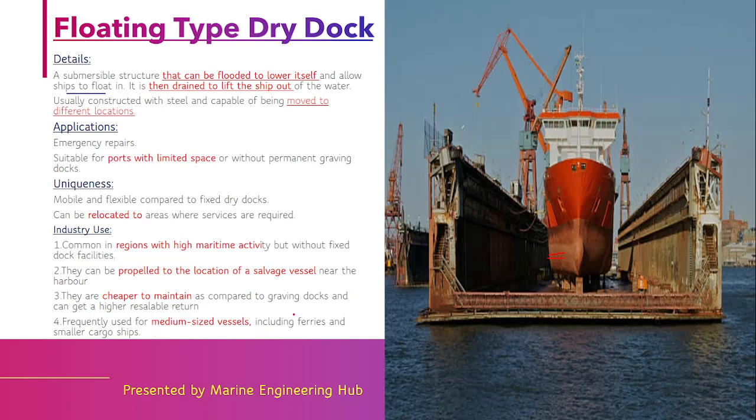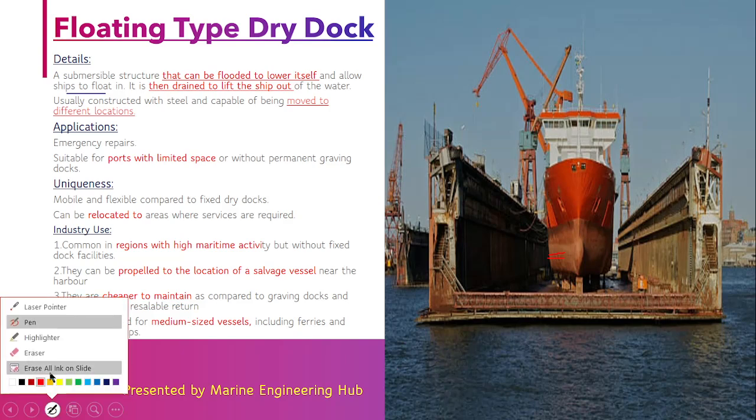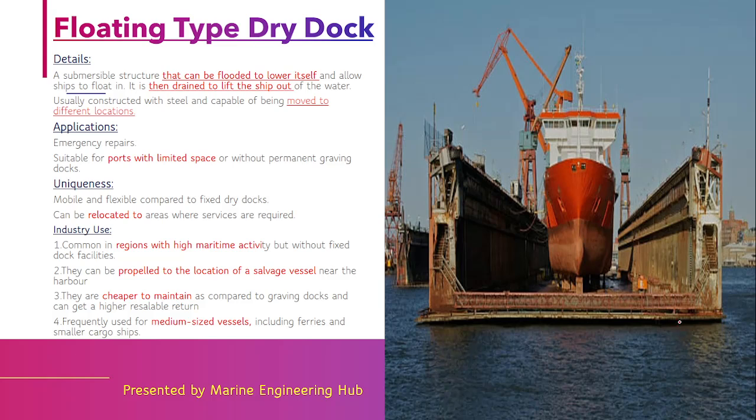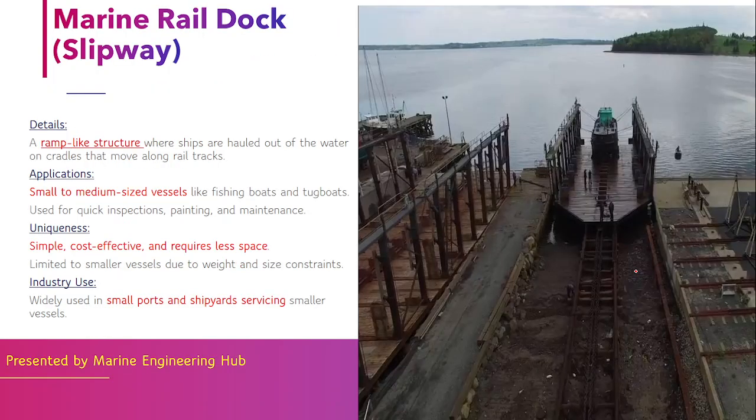But it has got a problem. The problem is that depending upon the size, as you know the whole thing is getting drained and again getting lifted up, so it has got a size restriction. It can be used for only medium size vessels. It cannot be used for a very large crude carrier or ULCC. It can be used for medium size vessels or ferries or a small cargo ship. So what is a floating type dock? Now you know. Now let's come to the third type, that is a marine rail dock.